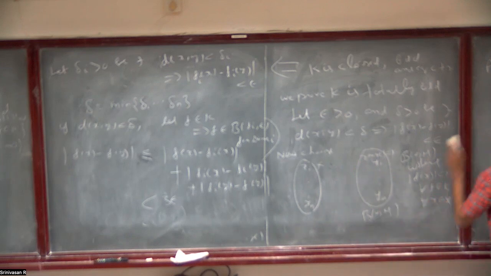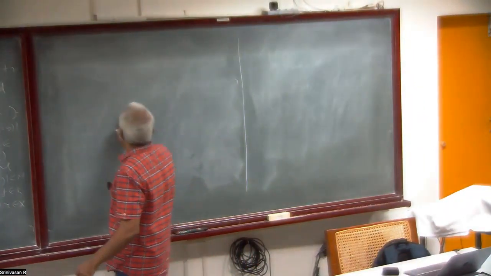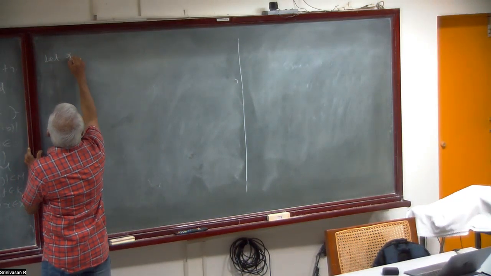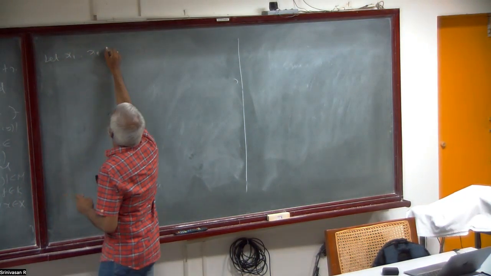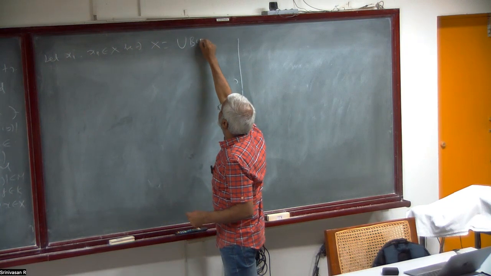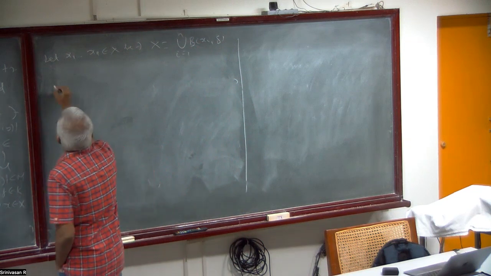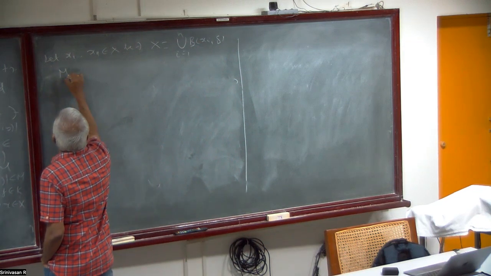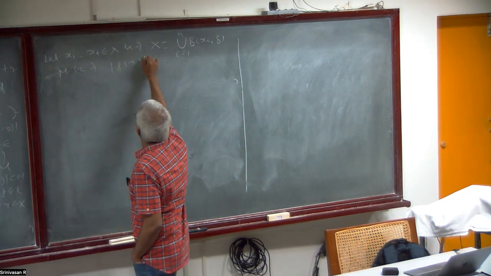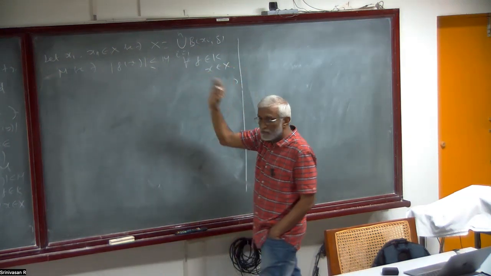So maybe I'll write again. Okay. So let x1 up to xn in X be such that X is equal to the union of B(xi, delta), i equal to 1 to n. Okay. And let M be such that |f(x)| is less than M for all f in K and x in X. Because it's bounded, this is possible.